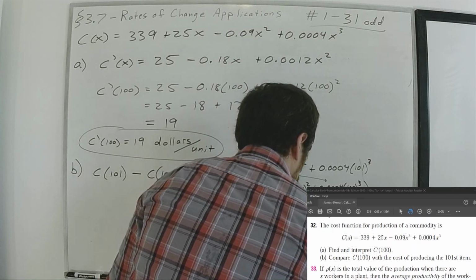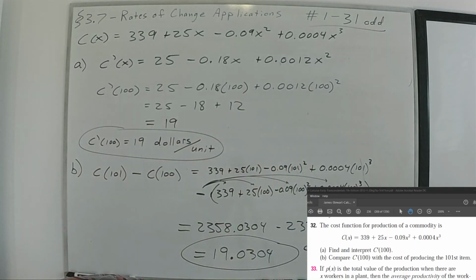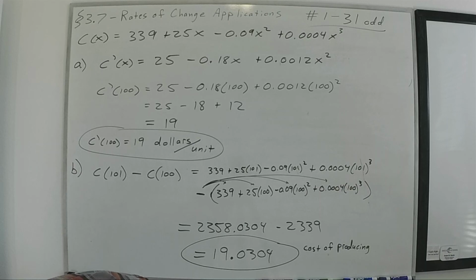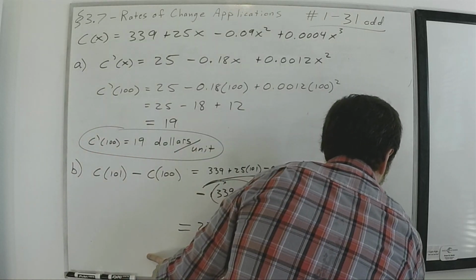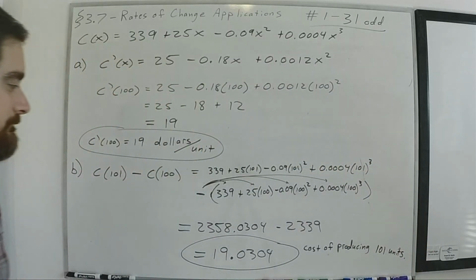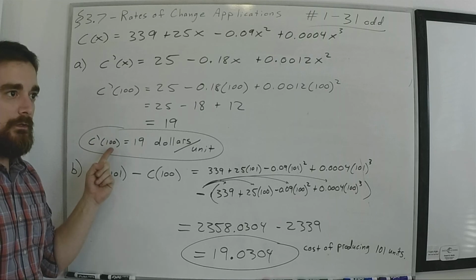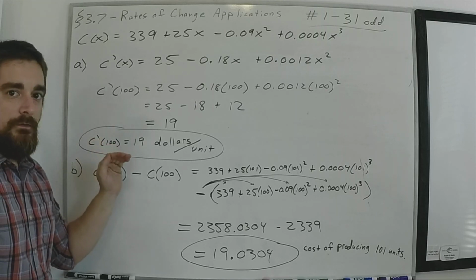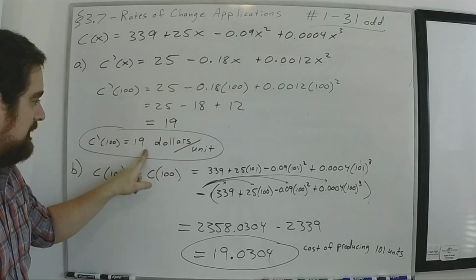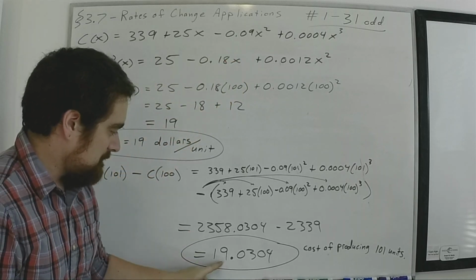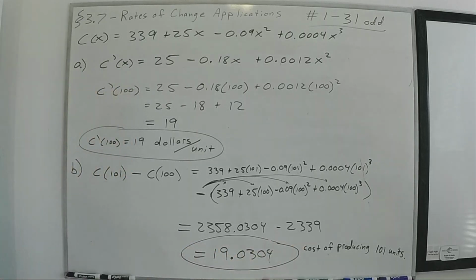Let me get that screen out of the way again. I'm writing down there. There we go. This is the cost of producing the 101st unit. And you're thinking, well, if I made 100, the rate of change is going to be $19 to make the next unit. It's going to cost me $19. Why is this telling me it's going to cost me $19 and 3 cents, a little extra there?